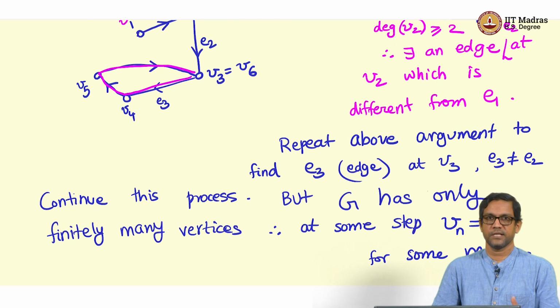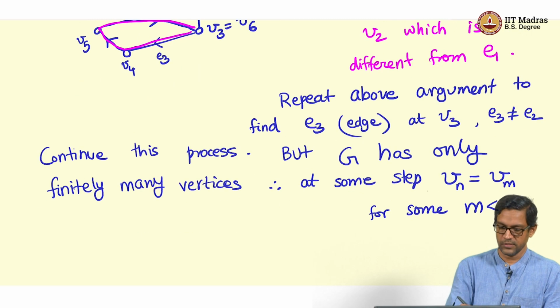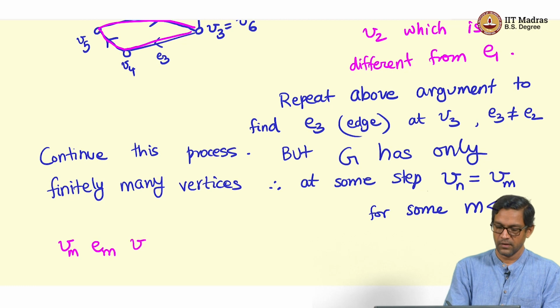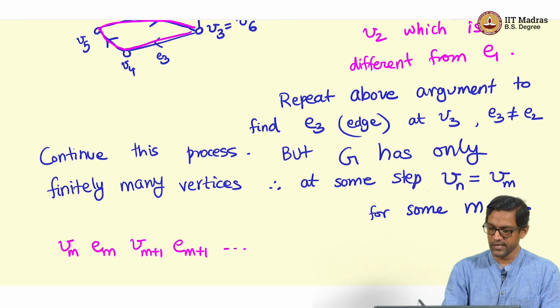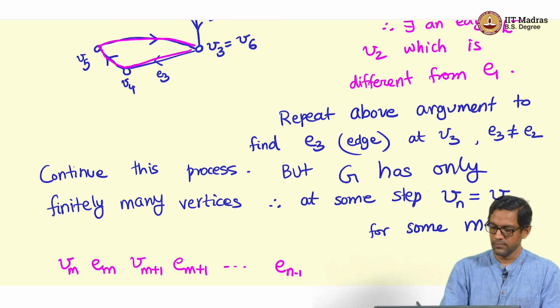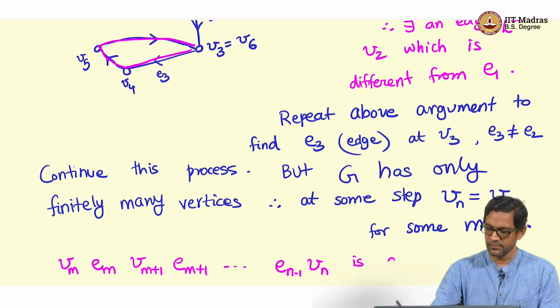Okay, so that's really the proof. So then observe that if you start at Vm, then you take the next edge which is Em, Vm+1, next edge Em+1 and so on till you reach the very last vertex. So the last edge was En-1, Vn. Okay, but Vn, remember, is the same as Vm. So this is a cycle.